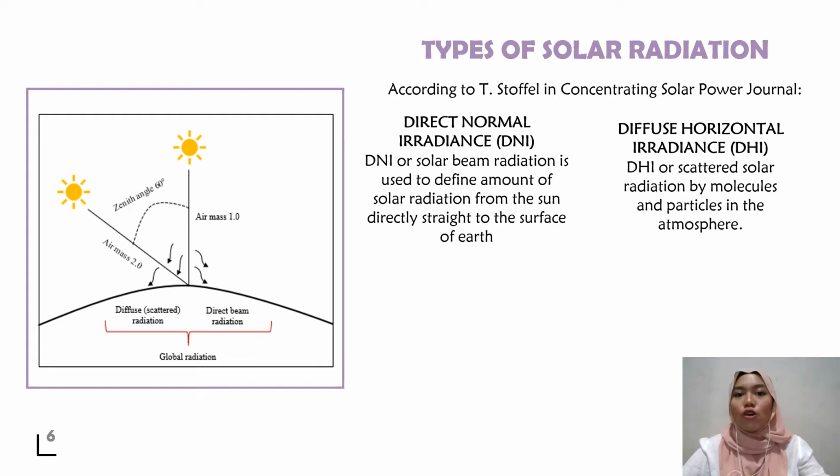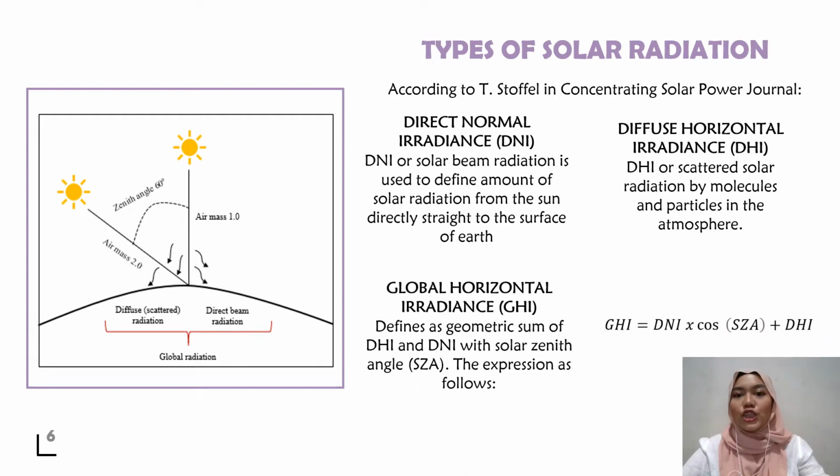The last one is global horizontal irradiance, GHI, defined as the geometric sum of DHI and DNI. The formula for GHI is the total summation of DNI multiplied with cos SZA, which stands for solar zenith angle, and DHI.